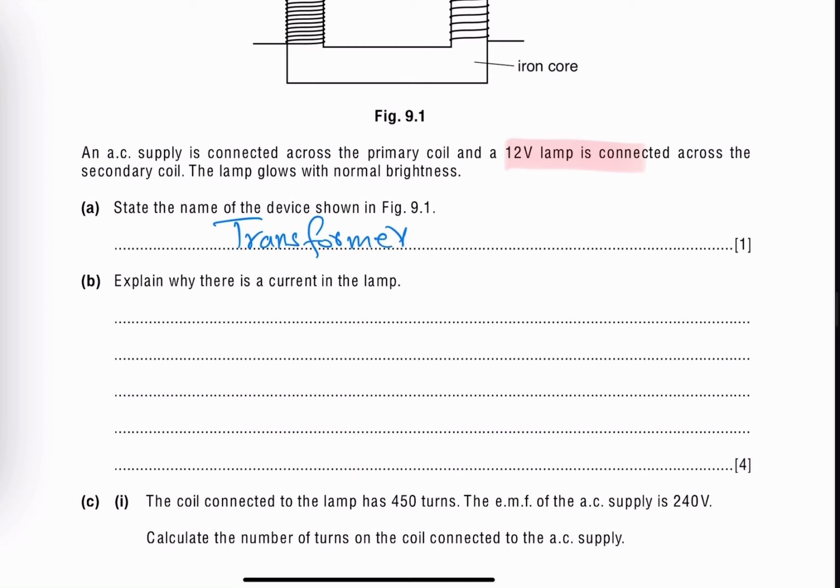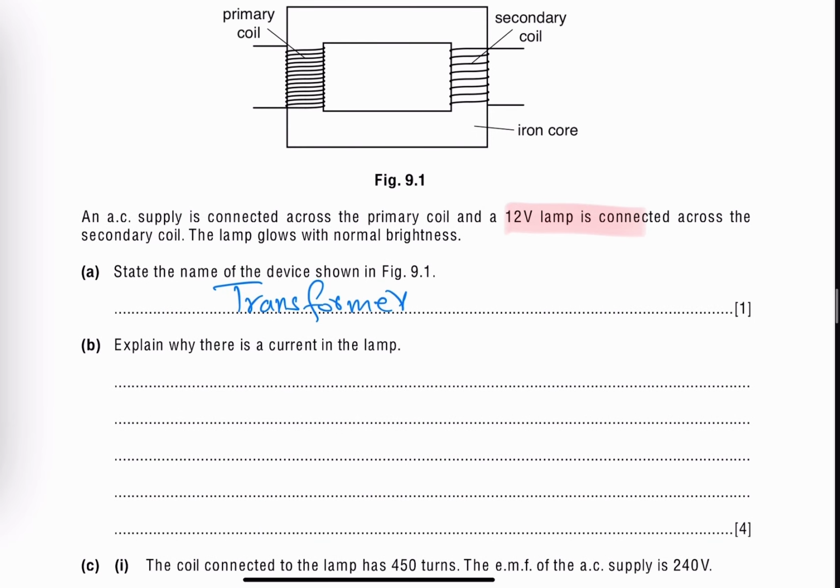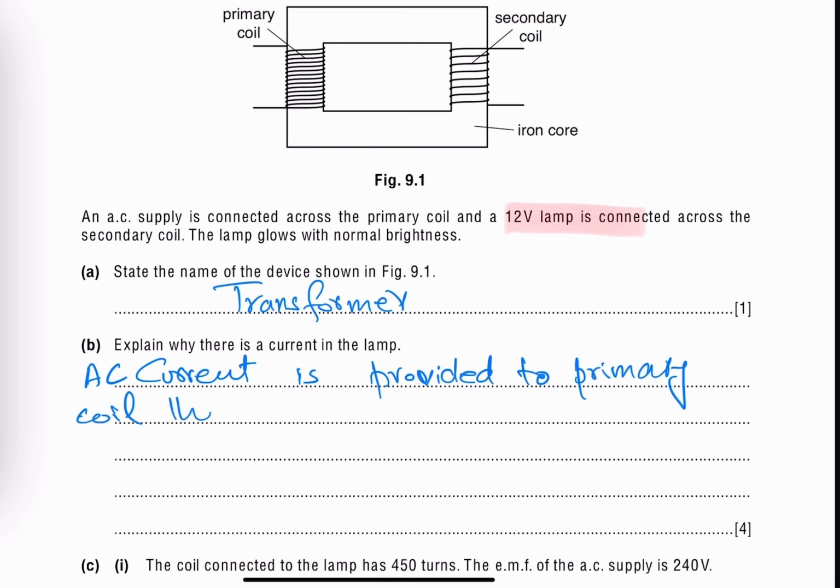Explain why there is a current in the lamp. So we have to explain the working principle of the transformer basically. So AC current is provided to the primary coil, which produces a changing magnetic field.